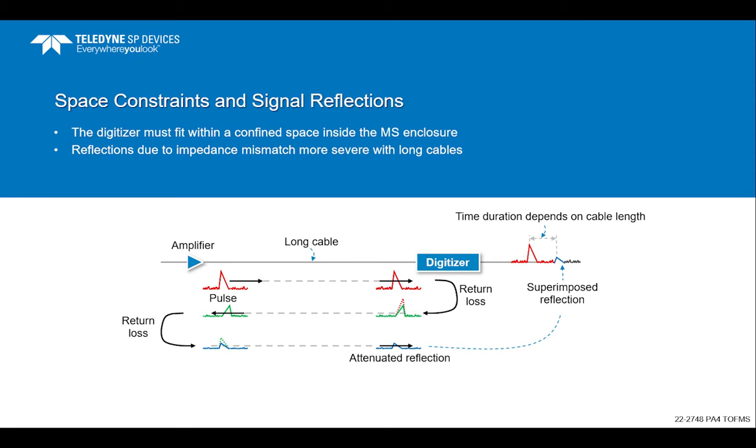Even a minor impedance mismatch between the detector and the digitizer can result in signal reflections propagating back and forth in the cable. The superimposed reflection, also referred to as a ghost signal, is incorrectly interpreted as ions hitting the detector, giving rise to false readings. The problem gets worse with long cables between the detector and digitizer, and the digitizer should therefore be co-located with the detector for optimal results.